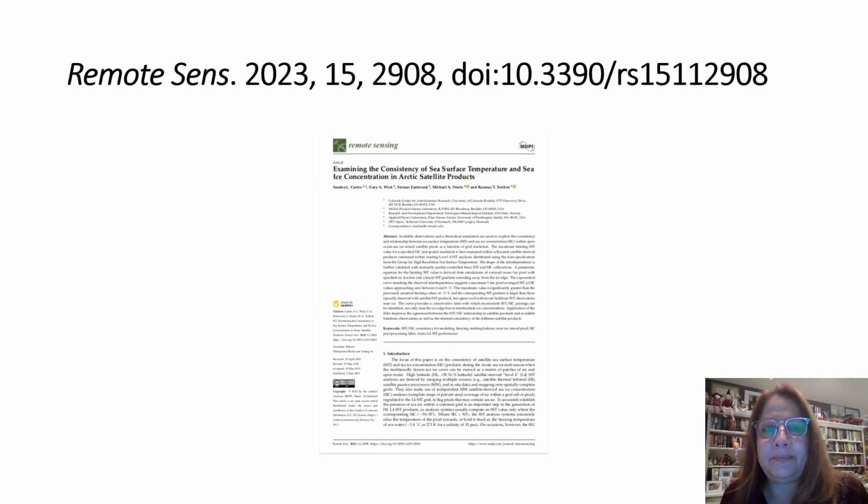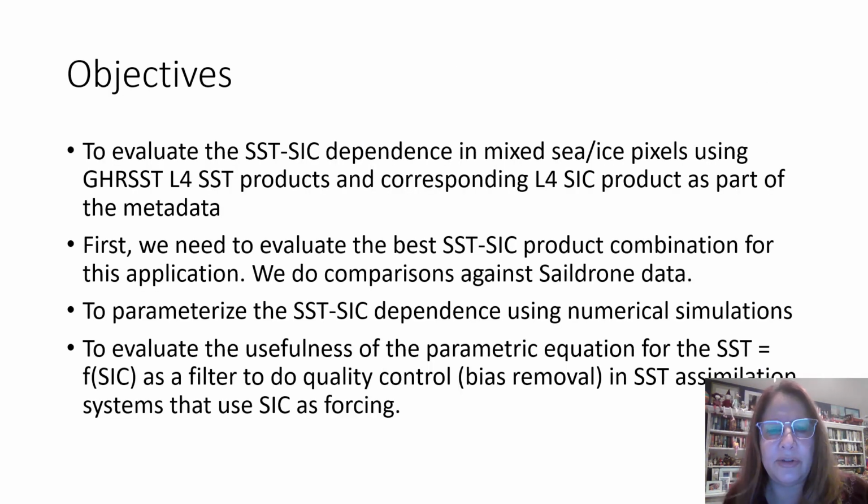This work started as part of a visiting scientist fellowship to DMI in 1999, but we finally were able to get this paper out recently in Remote Sensing. So the main focus of this investigation was to evaluate the SST sea ice concentration dependence in mixed sea ice pixels using GHRSST L4 SST products and the associated sea ice concentration product that is distributed as part of the metadata.